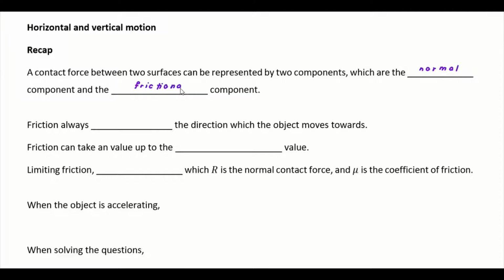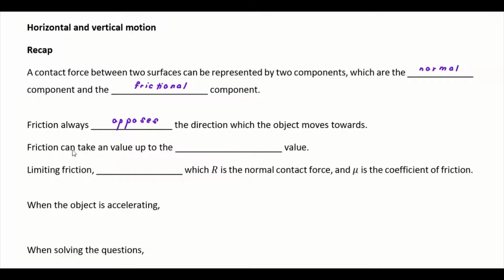The normal component will always be perpendicular to the surface. The frictional component will always be parallel to the surface and always opposes the direction in which the object is moving. Please remember it's not the direction in which your force is applied, it's the direction in which the object moves. So, opposing the direction of motion.